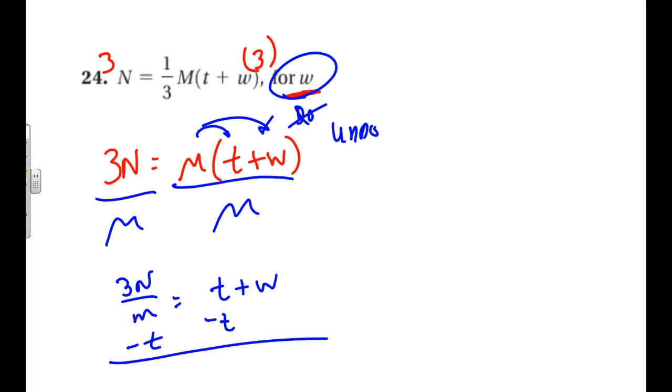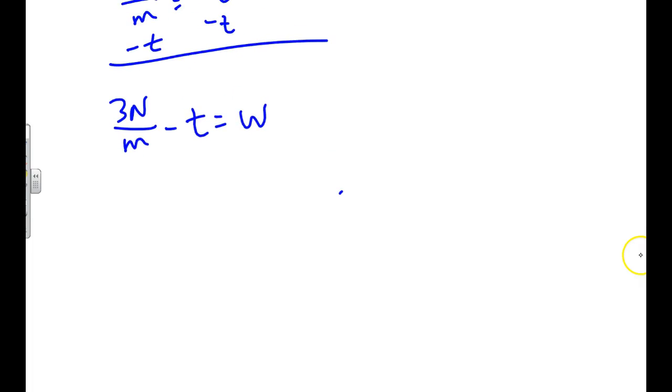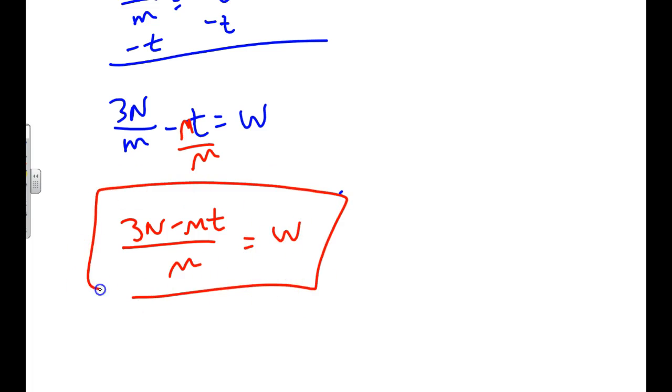And we're back to, well, what's the simplified version here? 3n over m minus t is a good answer, but I would argue that a better answer would be, go ahead and see if you can subtract by finding common denominators. Let's slip an m over here. So 3n minus mt all divided by the common denominator m. I don't know if that's more simplified or not.